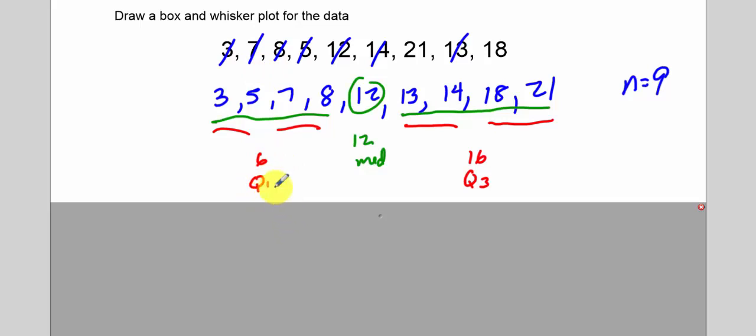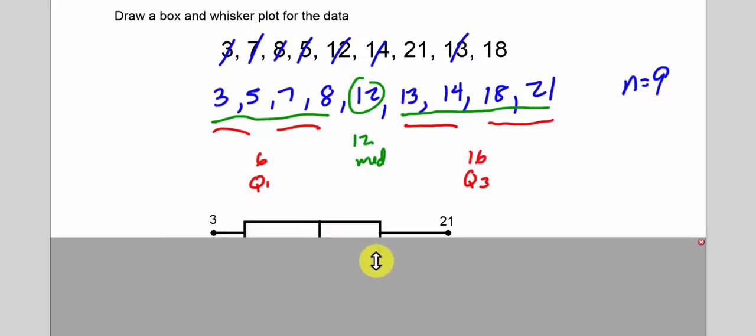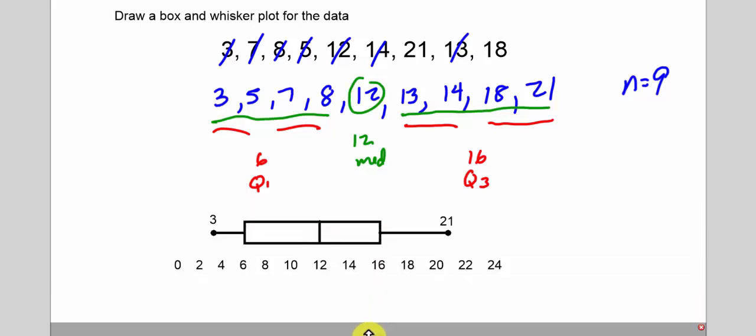And then we want to scale this so we have equal scaling or equal intervals between each number. So basically what I did was I listed all numbers from 0 to 24 to give me some space on both sides to work with, going by 2s, and then I plotted everything.